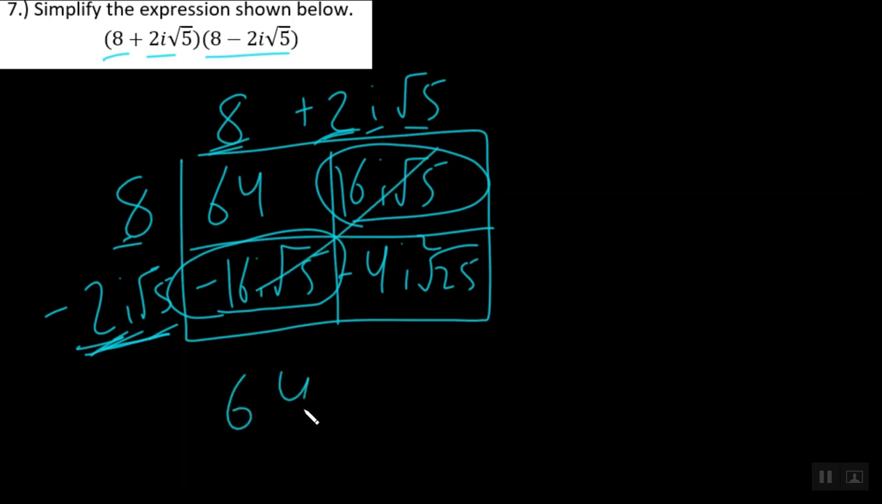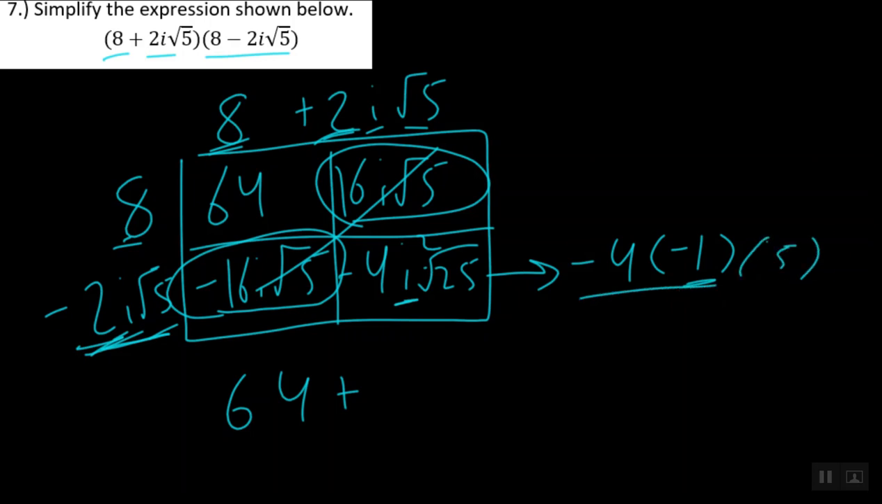So this means we have 64 plus, and let's go ahead and reduce this. Negative 4 times negative 1 because of the i squared. And the square root of 25 is 5. Well, negative 4 times negative 1 is positive 4, times 5. 4 times 5 is 20. It turns out that our final answer is 84.